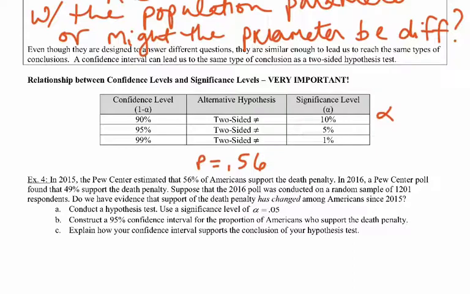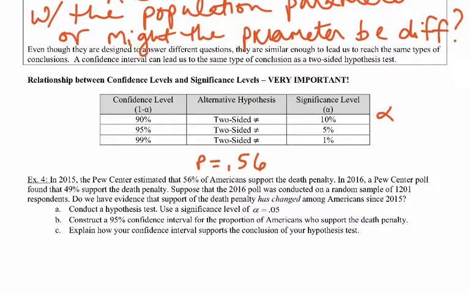In 2016, a Pew Center poll found that 49% support the death penalty. Suppose the 2016 poll was conducted on a random sample of 1,201 respondents. Do we have evidence that support for the death penalty has changed among Americans since 2015? The idea here is that we have this population proportion from 2015 that says the proportion of support was at 56%. We did a new poll in 2016, and in that sample we found that only 49% support the death penalty.